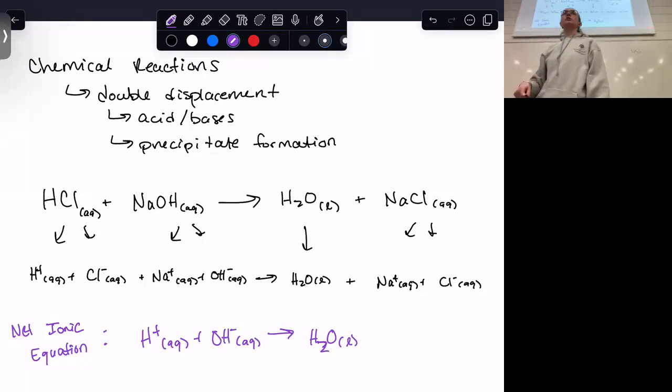So the net ionic equation takes out any fluff of the chemistry and just shows you what's actually happening in that reaction. So the NaCl, it's split, it's soluble. It's an ion. And so you'll learn that likes dissolve likes. Sodium chloride is polar, water is polar, and so that will split.